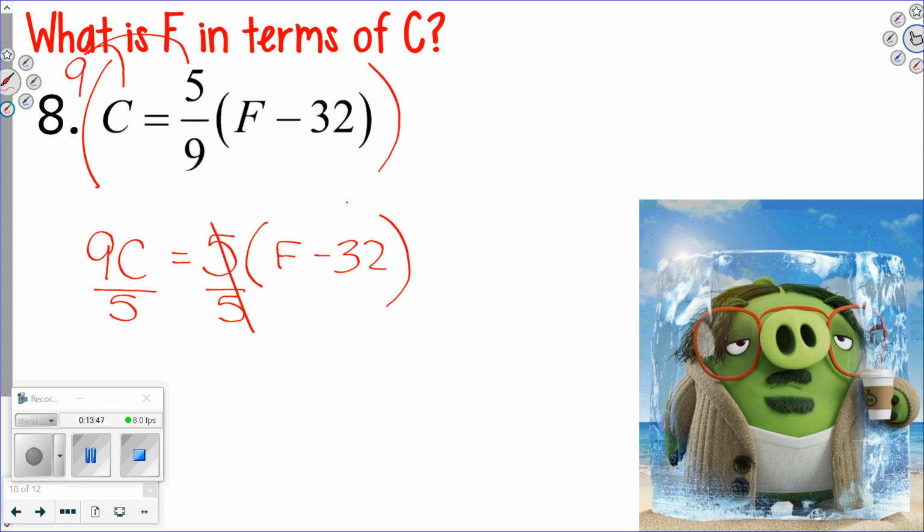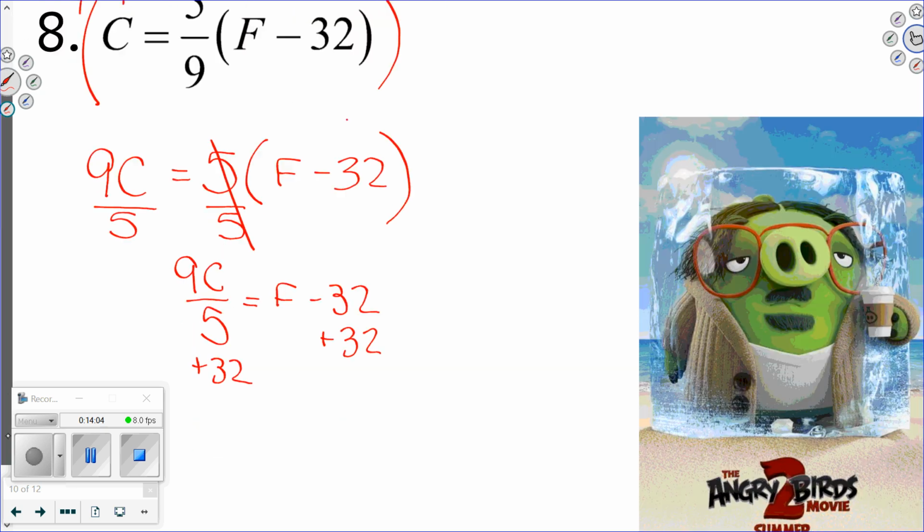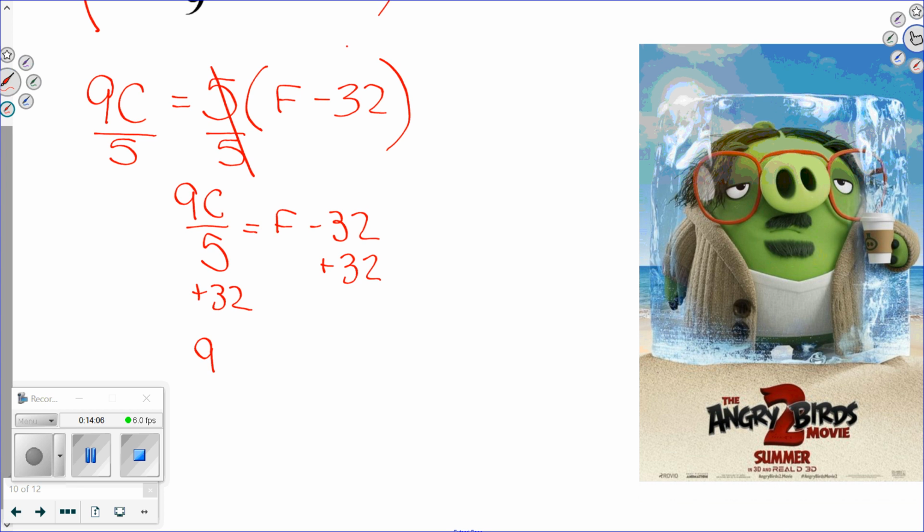But I can divide by 5, and I get 9c over 5 equals f minus 32. And then to get f by itself, add 32. So 9c over 5 plus 32 equals f.